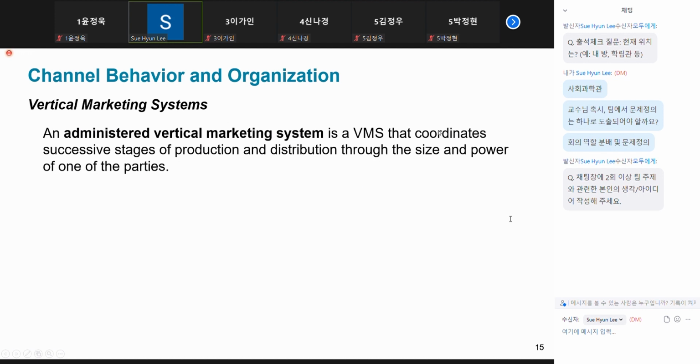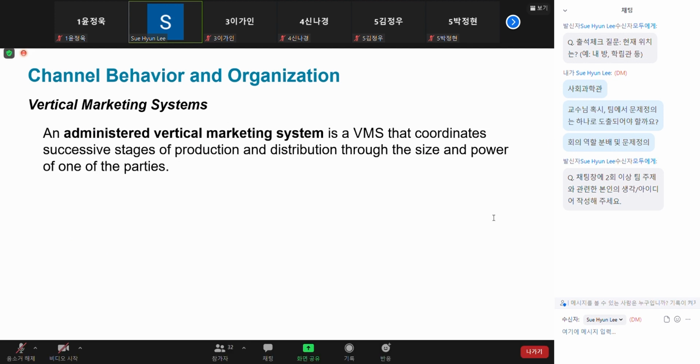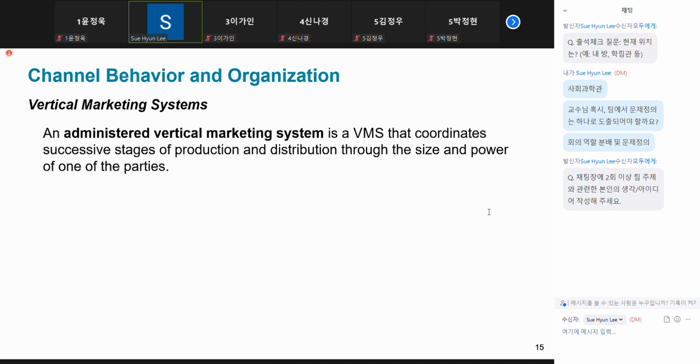Okay. And the third one is the administered vertical marketing system. It's a VMS that coordinates successive stages of production and distribution through the size and power of one of the parties. Okay. So manufacturers of a top brand can obtain strong trade cooperation and support from resellers. For example, P&G and Apple can command unusual cooperation from many resellers regarding display, like shop space, or promotion or price policies. Okay.